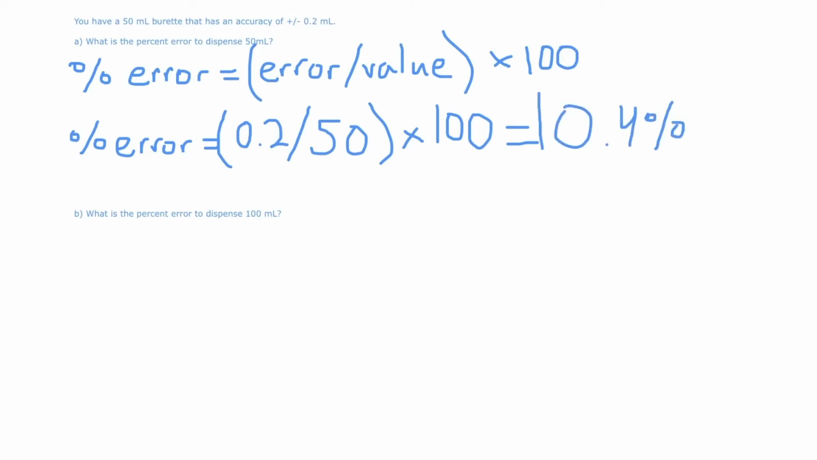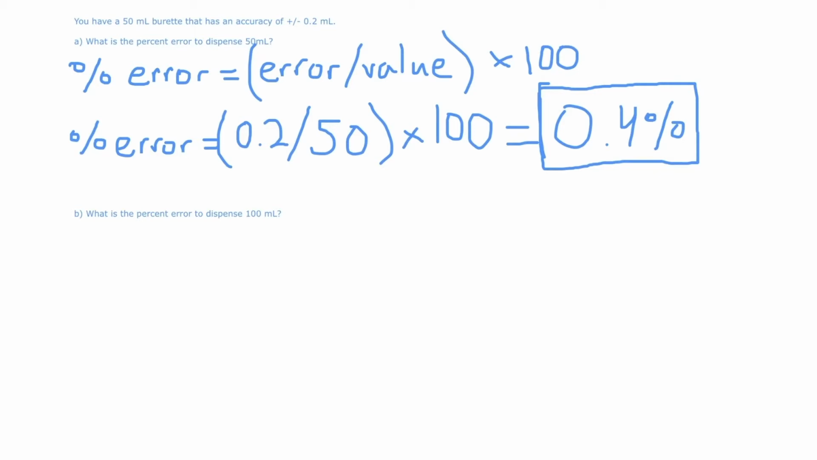And this is the percent error of the burette in dispensing 50 milliliters of fluid. So it's quite a low percent error. So this tells us that we have high confidence in the burette's measurement for our 50 milliliter step.